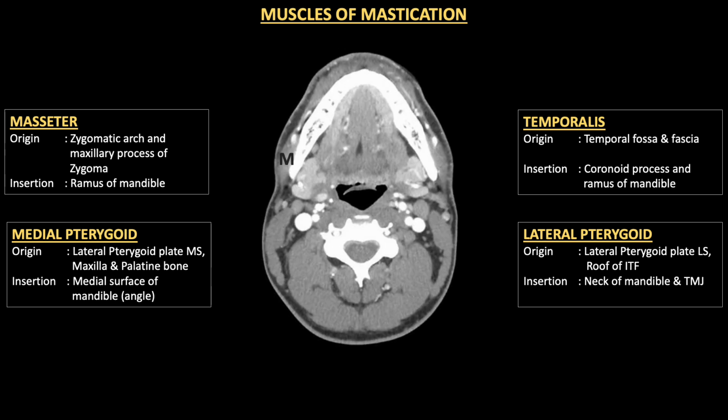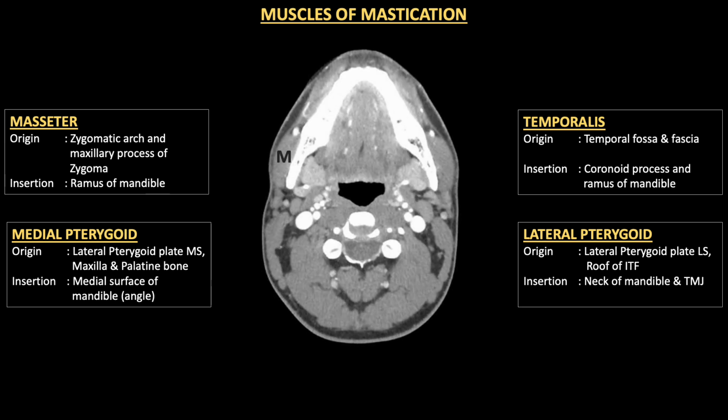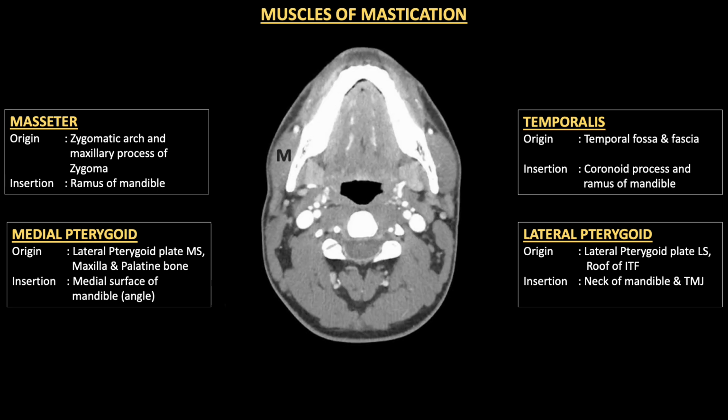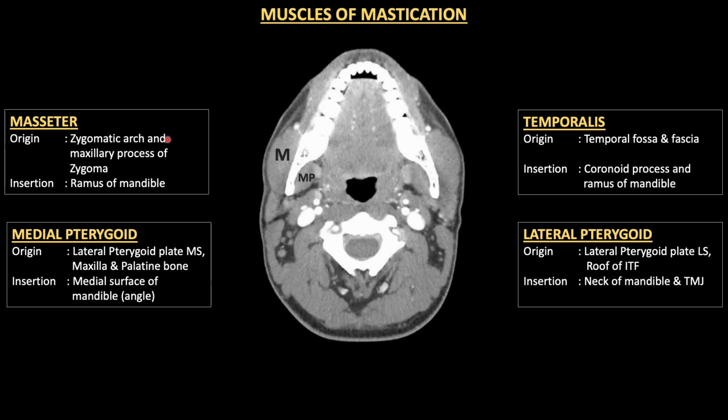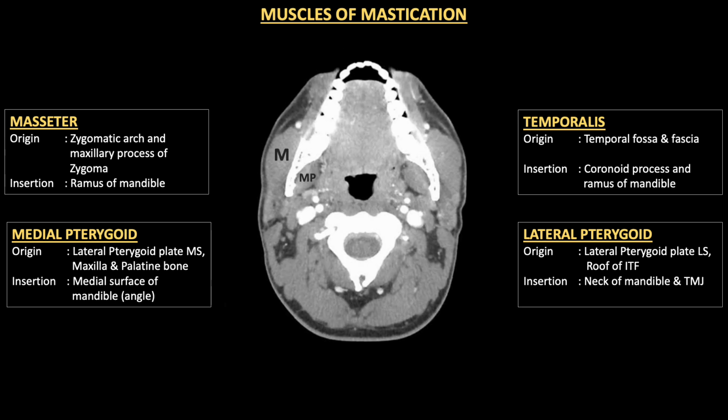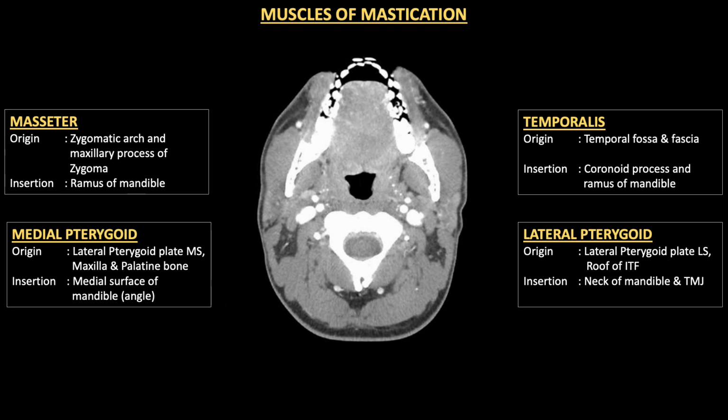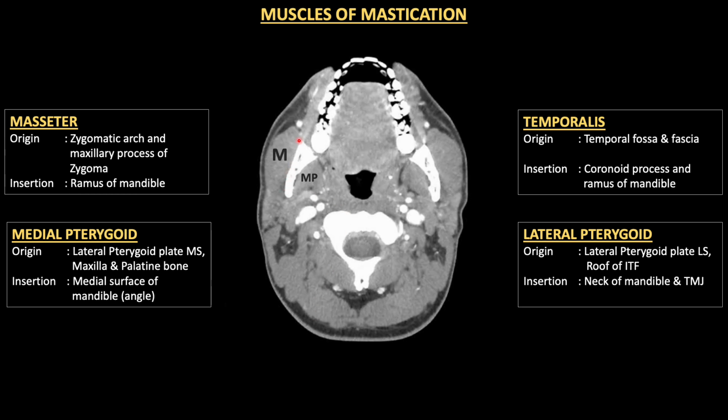As I scroll cranially, I'll see two muscles along the ramus of the mandible, one lateral to it and one medial to it. So there's a muscle that is lateral to the mandible, and there's another muscle that is medial to the mandible. The muscle that is lateral to the mandible and attached to the ramus is the masseter muscle, and the one that is medial is the medial pterygoid muscle. So I'm continuing to scroll cranially. Again, this muscle here is the masseter muscle, and this muscle medially is the medial pterygoid muscle.